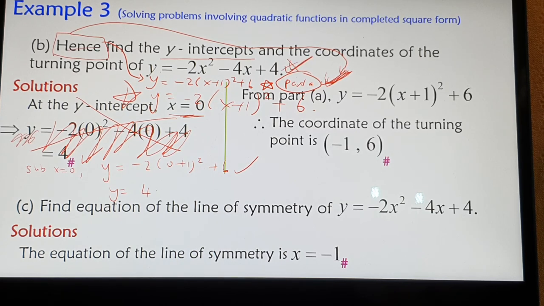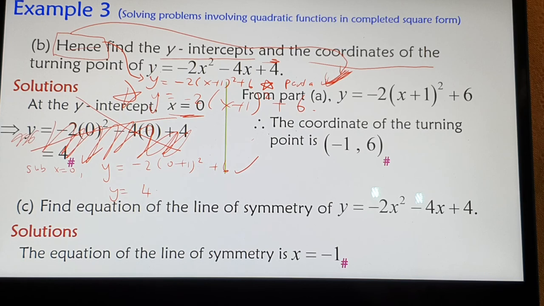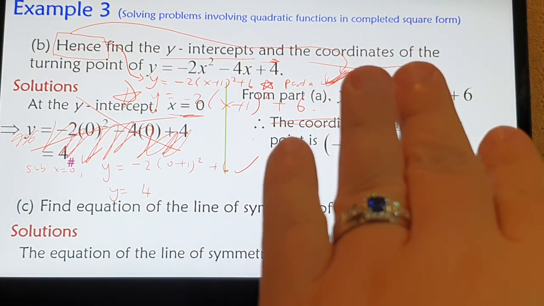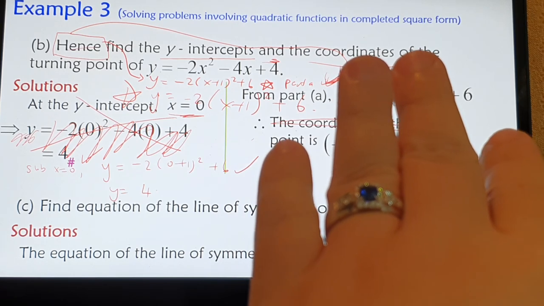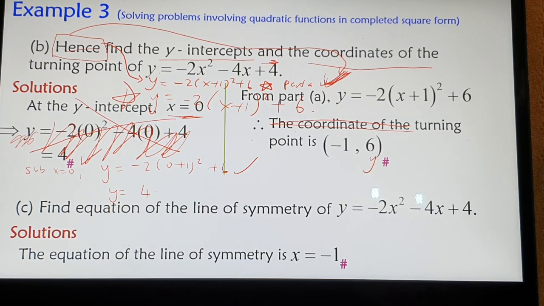Alright? Okay, now, similarly, because they say "hence find this and this", right? So from here, I'm here now, okay? From here, you can straight away say turning point is, do you remember? I cover the perfect square, I'll get the y value, right? So y equals 6. Yeah? And when will it happen?